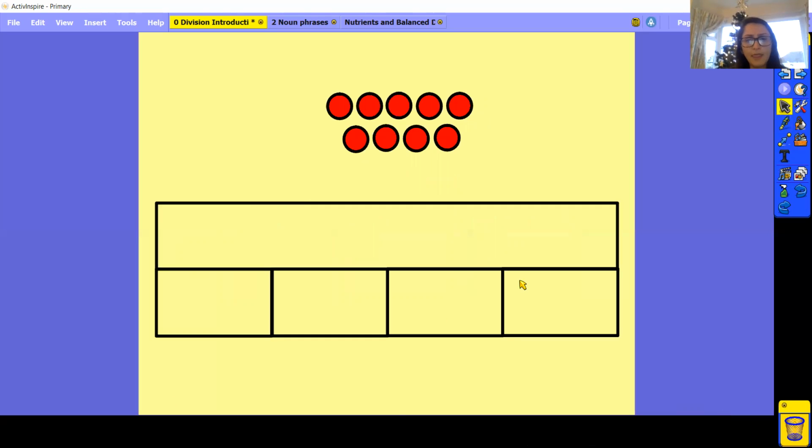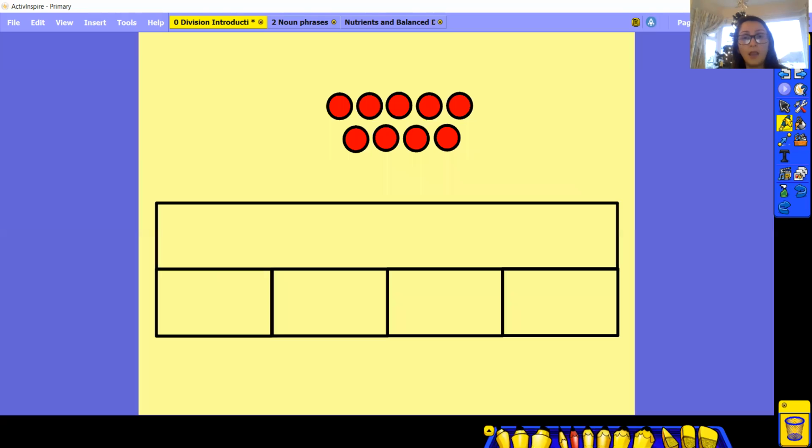Okay, this looks very, very familiar. Can you remember what this is called? We use this for our multiplication. Well done if you said it's a bar model. Yeah, we can use bar models for division as well, and it's really handy for division, actually. So let me show you how to do it first.